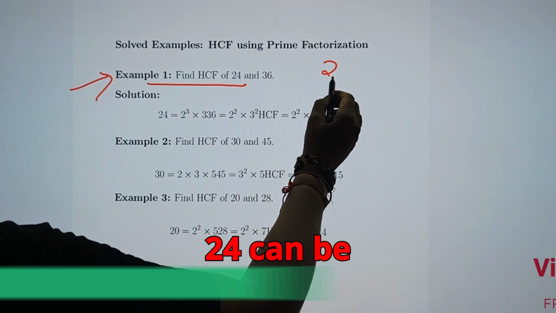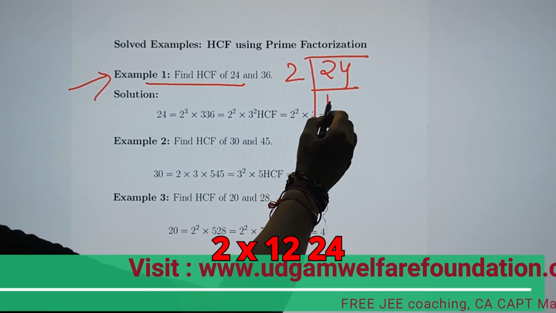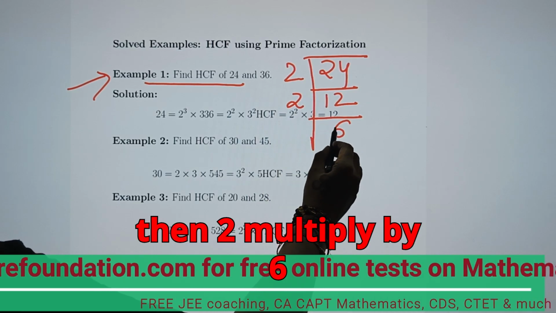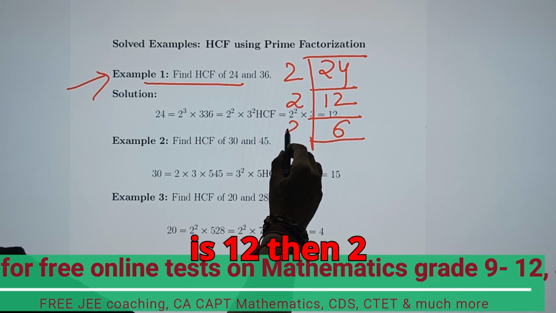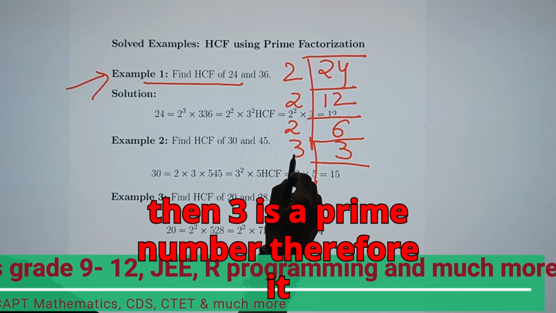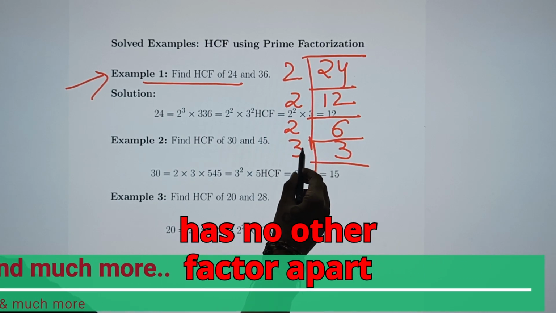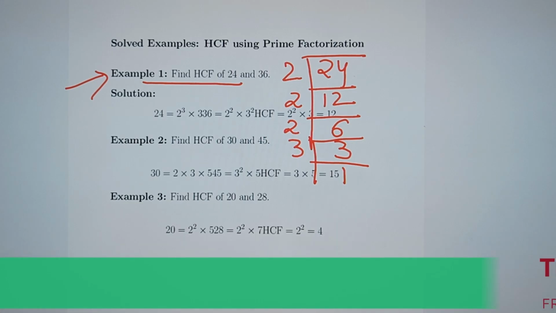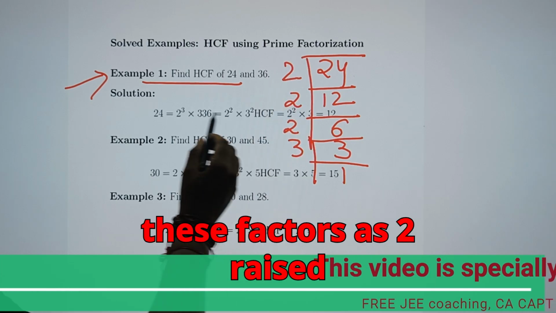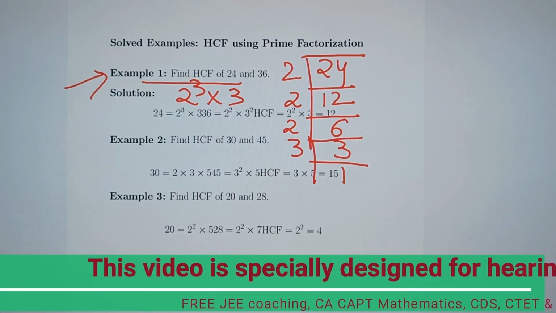So 24 can be first factorized as 2 into 12 is 24, then 2 multiply by 6 is 12, then 2 multiply by 3 is 6, then 3 is a prime number, therefore it has no other factor apart from 3 itself. Now we can write these factors as 2 raised to the power 3 into 3.